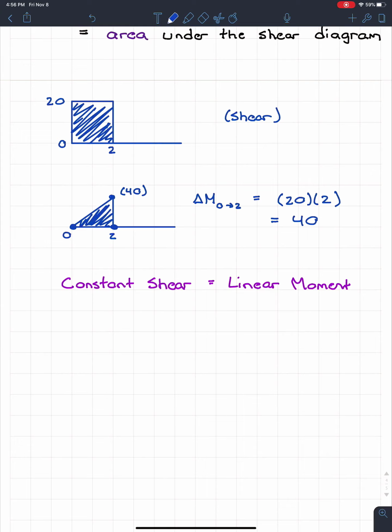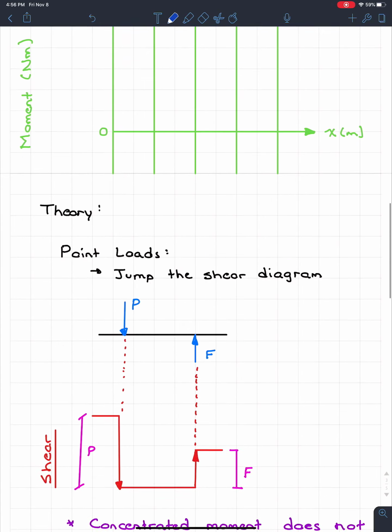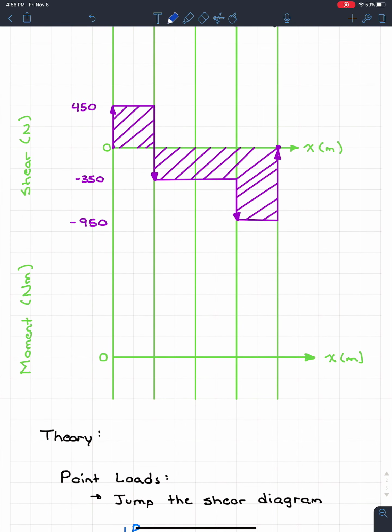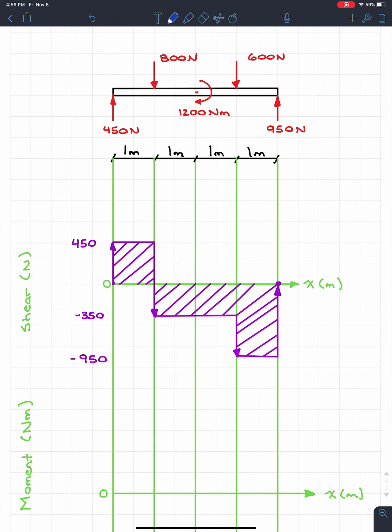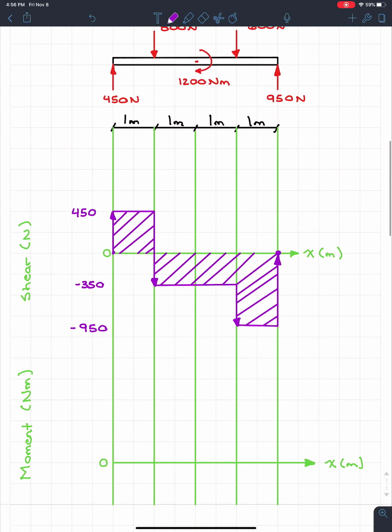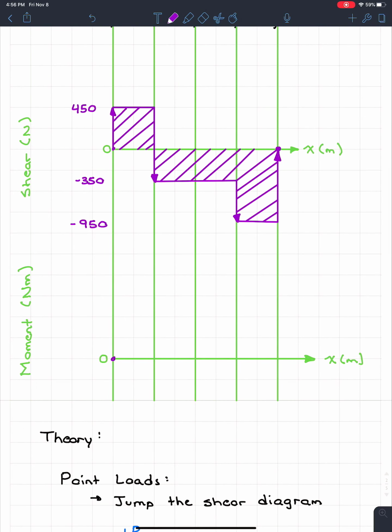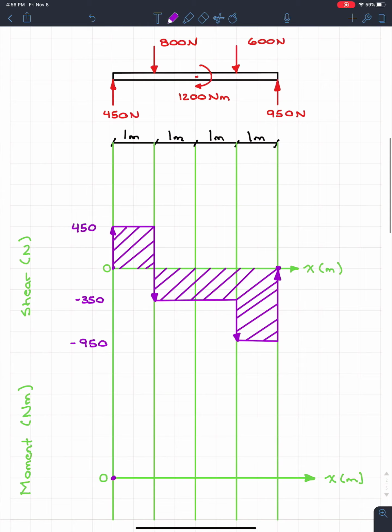Okay, well, let's actually see some examples. So let's go over here. If I'm doing the moment diagram based on the shear diagram, I'll do this in purple as well. I know my moment's going to start at 0. The moment's always going to start at 0. It's going to end at 0. So my moment's going to start at 0. And if I look, I have no concentrated moments.